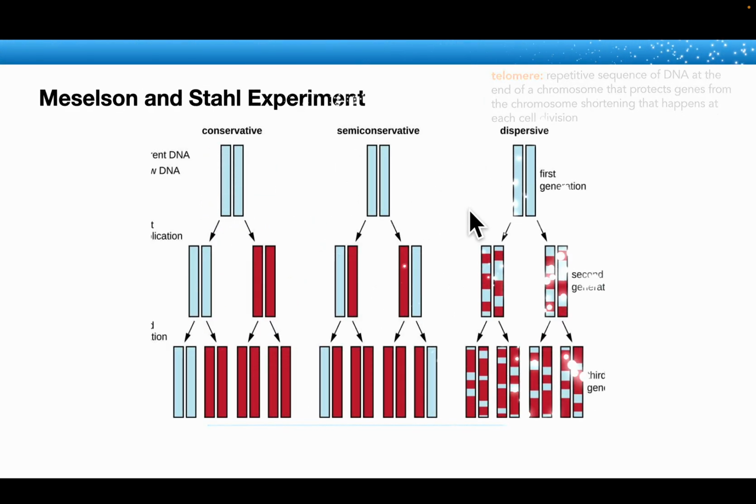And next part, we are going to look at the Meselson and Stahl experiment. These are 2 scientists who set up a particularly ingenious experiment to test how DNA really replicates. At first, we're going to talk about these 3 models.